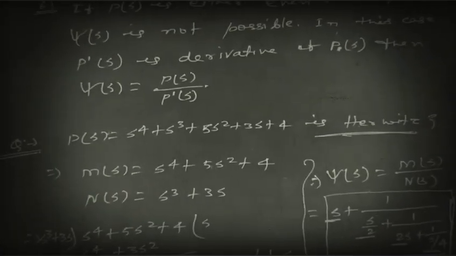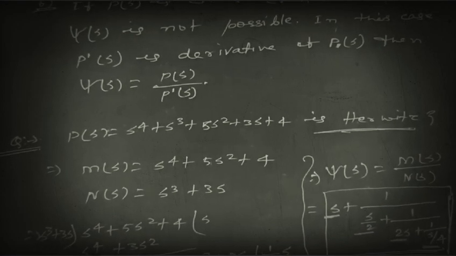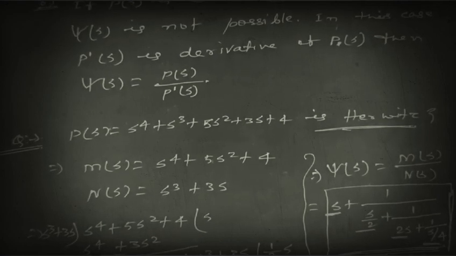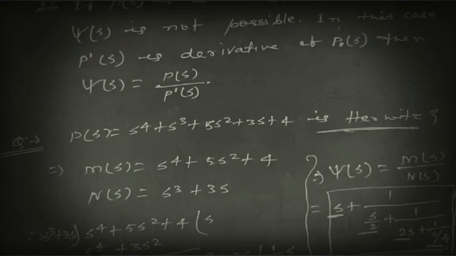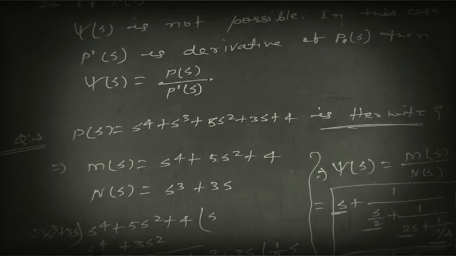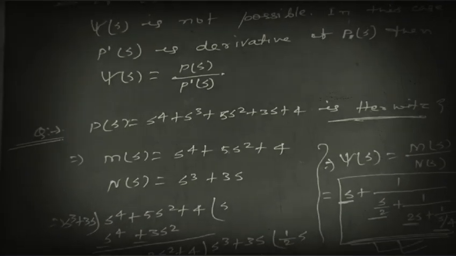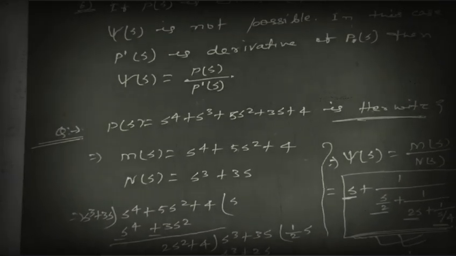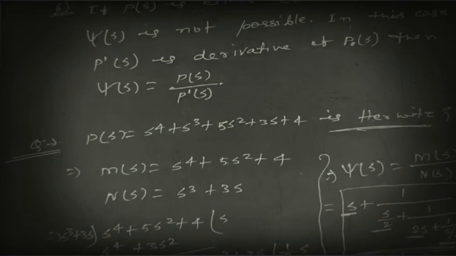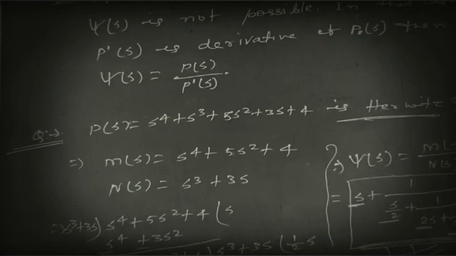The first numerical problem is given that P(s) equals s to the power 4 plus s cube plus 5s square plus 3s plus 4. We have to check whether the polynomial is Hurwitz or not. First we'll check some basic conditions. That means all the terms must be positive and real, and second, there are no missing terms between the highest and lowest degree. So here it is satisfying these two conditions.